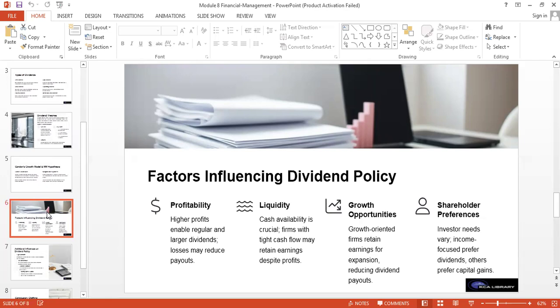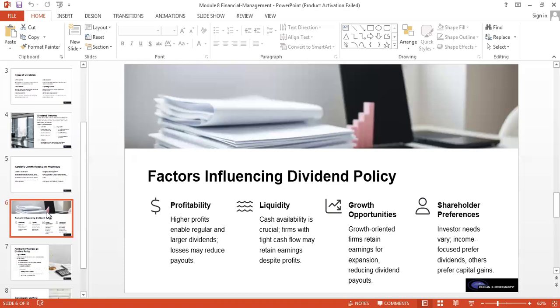Another factor is liquidity. Cash availability is crucial. Firms with tight cash flow may retain earnings despite profit. So irrespective of whether they make profits, if there is no cash available, then the firm will retain it as retained earnings. Another factor is growth opportunities, which means that growth-oriented firms retain earnings for expansion, reducing dividend payout. That's another factor that influences the dividend policy.